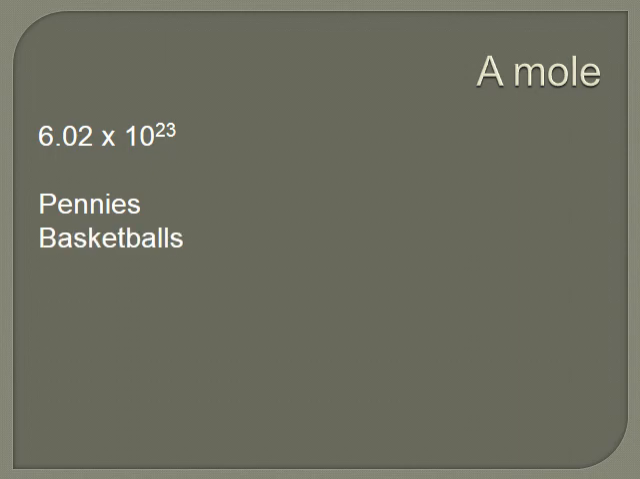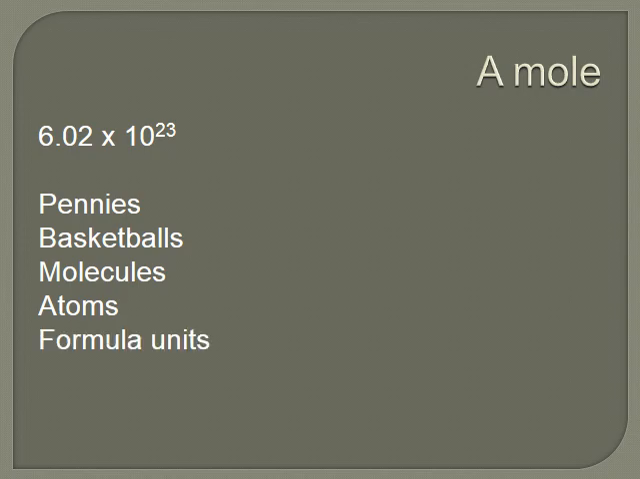Remember, we've been talking about the mole. This is 6.02 times 10 to the 23rd, and it doesn't matter what we're talking about. If somebody says how many pennies are in a mole, it's always 6.02 times 10 to the 23rd. How much is a mole of basketballs, a mole of molecules, a mole of atoms, a mole of formula units? We're always talking about 6.02 times 10 to the 23rd. So we're going to use that knowledge to help us solve some problems.